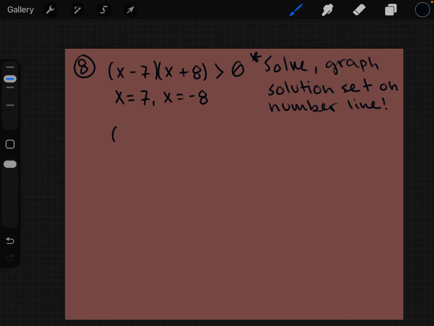We do our sections, starting from negative, going to positive.